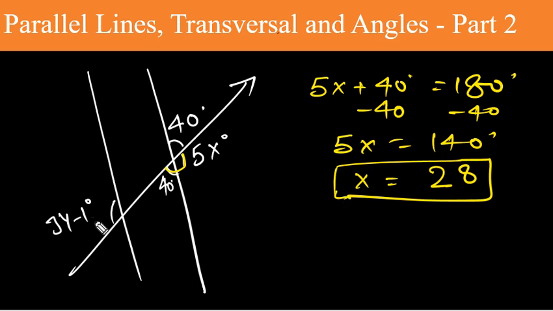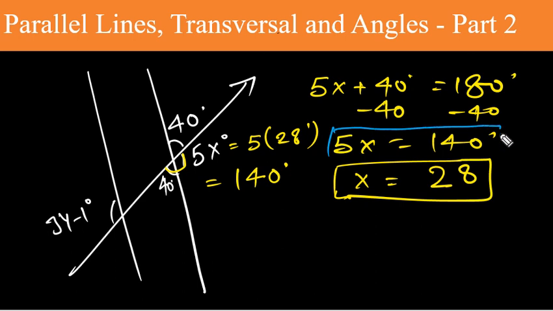Now how will we find y? Now x is 28, so 5 times 28 is how much? 5 times 28. That will give you 5 times 20, 100, and 5 times 8, so that will give you 140 degree, which is basically here. If you see, 5x is equal to 140 degree. You don't have to solve this again anyway.